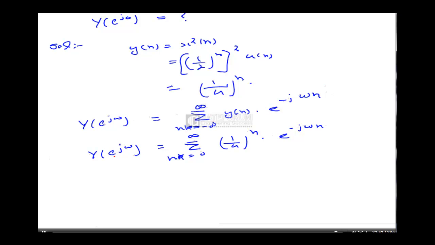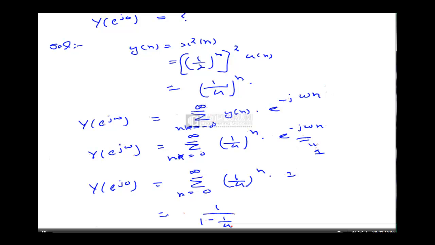Now the question is to find Y(e^j0), that means ω equal to 0. If I substitute ω equal to 0 in this equation, it will become summation n tending from 0 to infinity (1/4)^n times 1, because this term will become equal to 1. So it is nothing but summation of a geometric sequence. So this will be 1 upon 1 minus 1/4, which is equal to 4/3. So 4/3 is the answer, and 4/3 was one of the choices in the question.